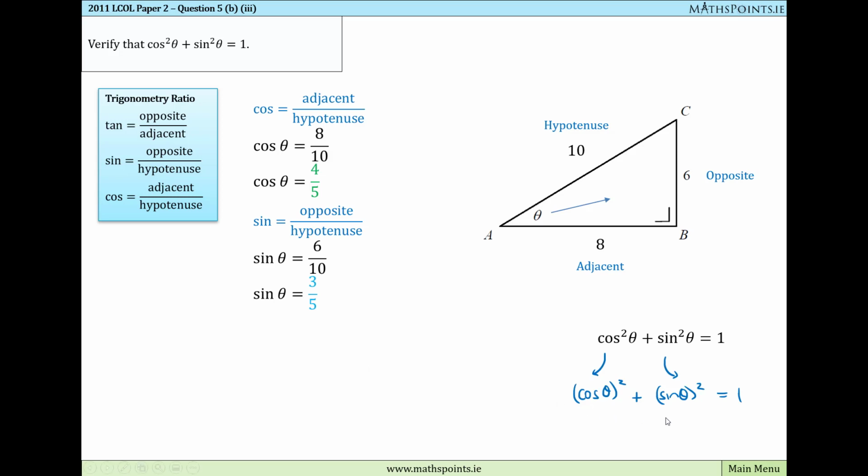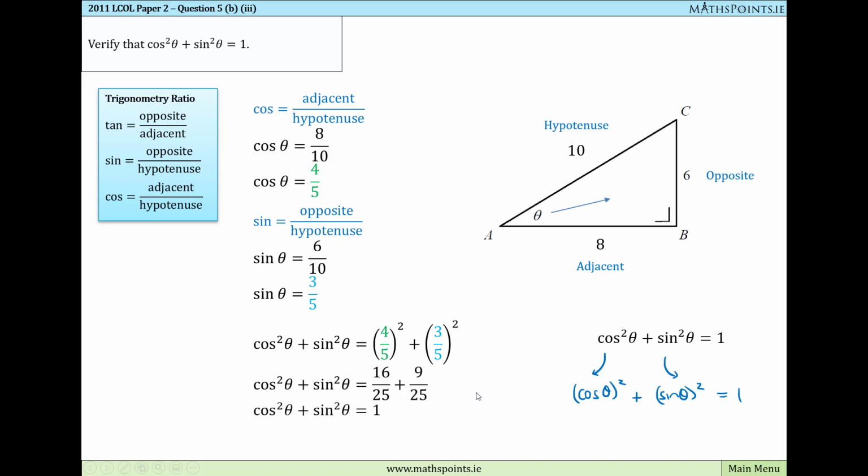So taking this equation down here, we're going to square the cos theta ratio and square the sine theta ratio. So 4/5 squared plus 3/5 squared. 4/5 squared, square the top and square the bottom, is 16 over 25. 3/5 squared, square the top and the bottom, is 9 over 25. 16 over 25 plus 9 over 25 is 25 over 25, and 25 over 25 is 1. And so we have verified that cos squared theta plus sine squared theta is equal to 1.